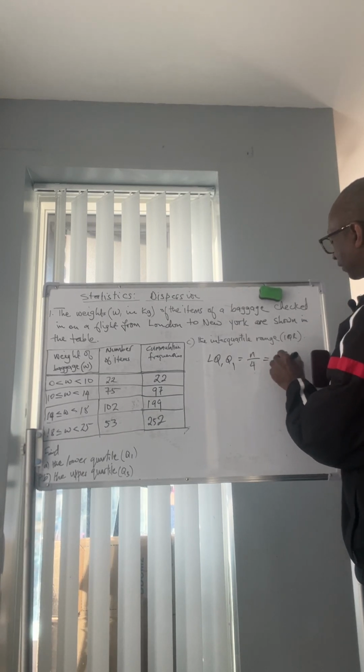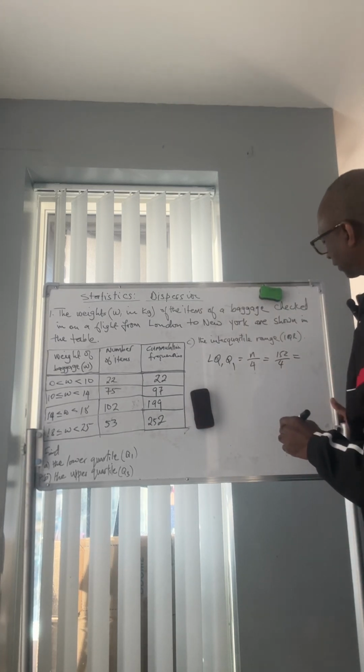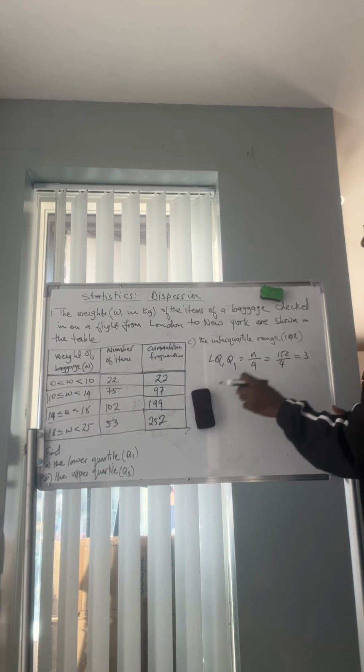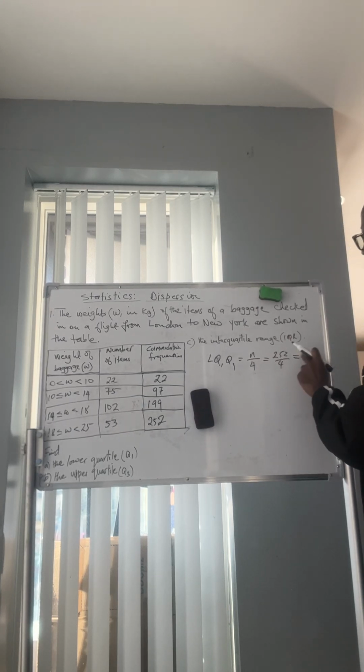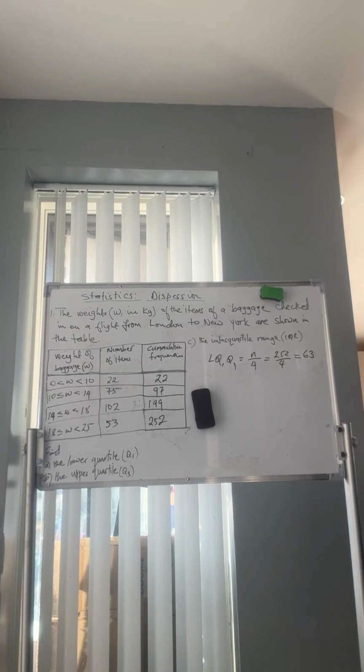252 divided by 4. Oh my God, divided by 4. So 4 times 6 is 24. Plus 4 into 12 is 3. So it's 63. Yeah? And where does 63 fall?